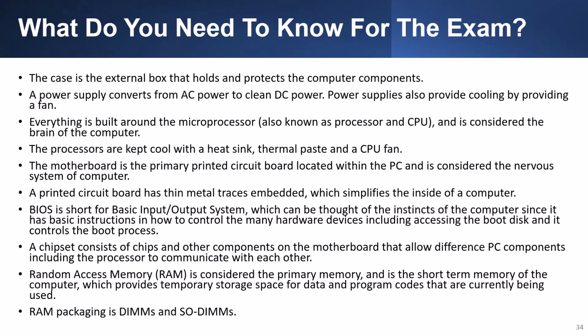The motherboard is the primary printed circuit board located within the PC and is considered the nervous system of the computer. A printed circuit board has thin metal traces embedded, which simplifies the inside of the computer. BIOS is short for Basic Input-Output System, which can be thought of as the instincts of the computer, since it has basic instructions on how to control the many hardware devices, including accessing the boot disk, and it controls the boot process. A chipset consists of chips and other components on the motherboard that allow different PC components, including the processor, to communicate with each other.